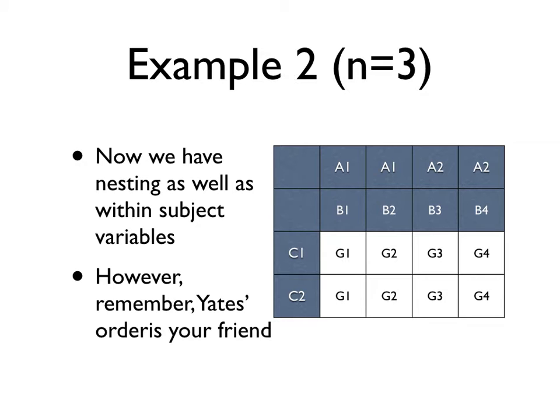So the final little bit of Yates' order is you go between subjects, then within, but you start with the top of a hierarchy. So the non-nested, then the nested. Okay, so let me show you the source of variation degrees of freedom table for this.